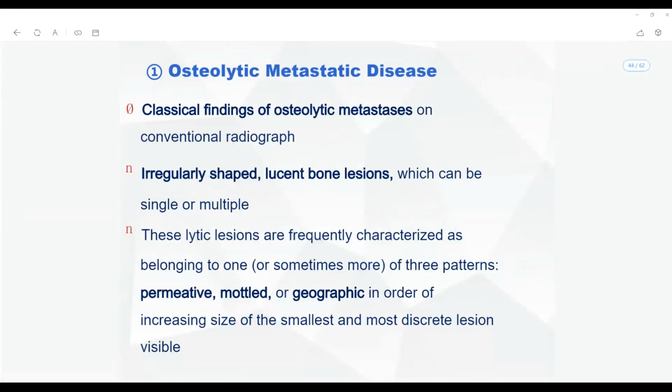Can you see the picture? Whenever you have an image of a skull in an examination, without any question, you can directly choose the answer as multiple myeloma. But sometimes Paget's disease can also be shown.